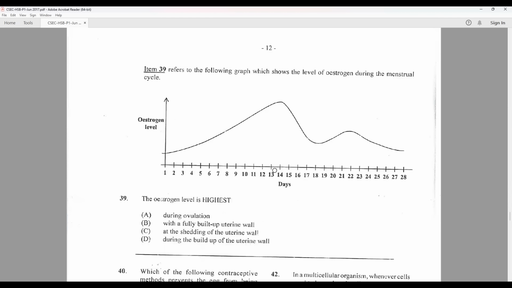We are going on to question 39, which is a graph that shows the level of estrogen during the menstrual cycle. We see it going up and then coming down, a nice curve. The estrogen level is highest right here, and if you draw a line down, you reach about day 14. We know day 14 in the menstrual cycle, out of 28 days on average, is when ovulation is occurring. So we are looking for that in our answer, and straight away we find it in A.